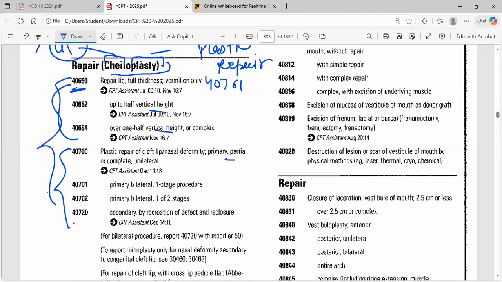These three codes are based on partial or complete, bilateral, one stage, or two-stage. If it is a two-stage procedure, the doctor planned that first we are going to do this one, and then after 5 days we are going to do this part of the procedure. So it's a two-stage procedure. Then we are going to use 40702. Then secondary means the patient had a lip repair earlier. Now the patient is coming again for the secondary repair. Then we are going to use 40720.